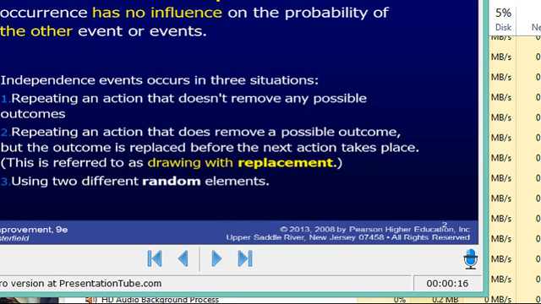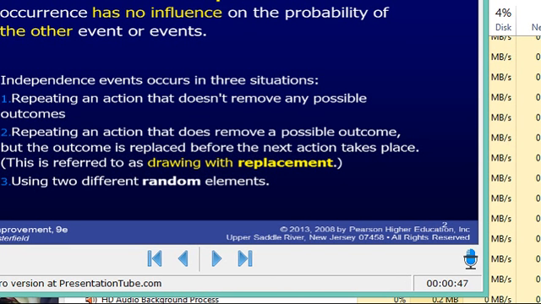Before we introduce these two theorems, we need to get clear about the concept of independence. Events are independent if one's occurrence has no influence on the probability of the other event or events. That means if event A occurs, it doesn't increase or decrease the probability of event B's occurrence. They just have no effect, no influence on each other.